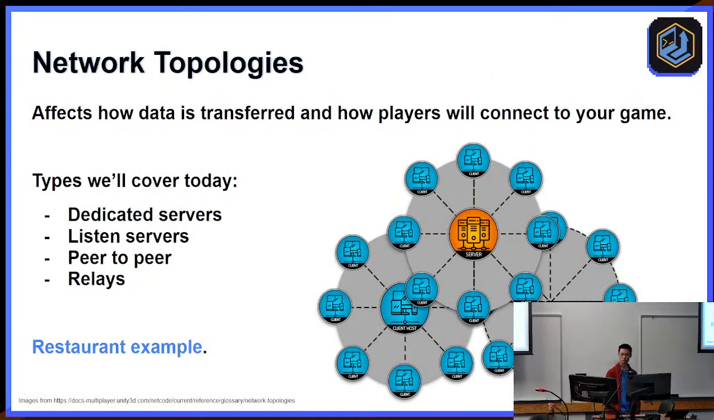So network topologies. This affects how the data is transferred and how players will connect to your game. We'll cover dedicated servers, listen servers, peer-to-peer, and relays. And I included a restaurant example. So what does that mean? We have servers and clients, right? And you can think of that as servers or waiters in a restaurant and clients or customers in a restaurant. It will get more clear in the next example.